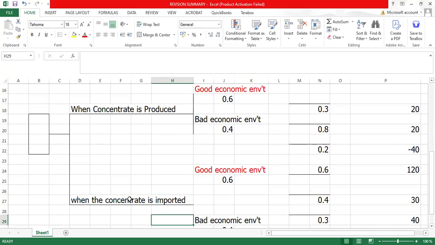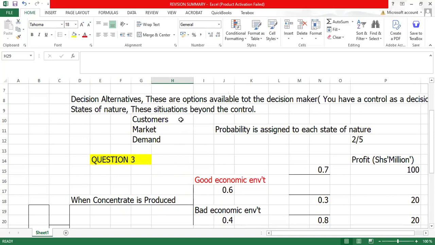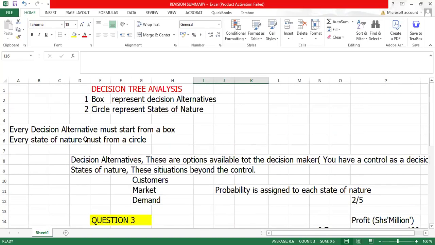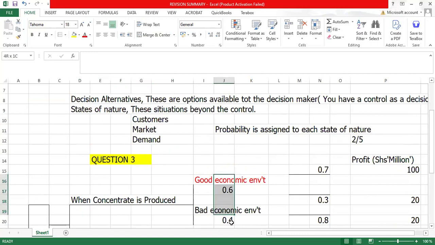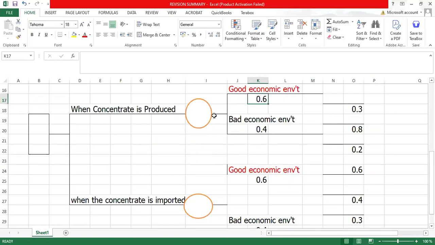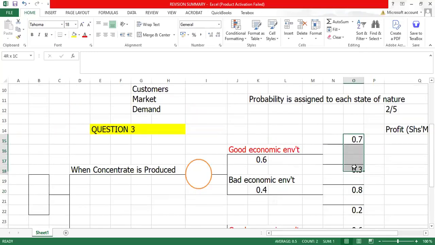So after doing that, of course, these are states of nature, colleagues. Remember, each state of nature must start from what? We have said that each state of nature must start from a circle. So for you to do this, I expect each state of nature to start from a circle. So I'm going to make a circle. So this one, 0.6, is starting from a circle. Also 0.4 is starting from a circle. Also these probabilities, these ones must start from a circle.